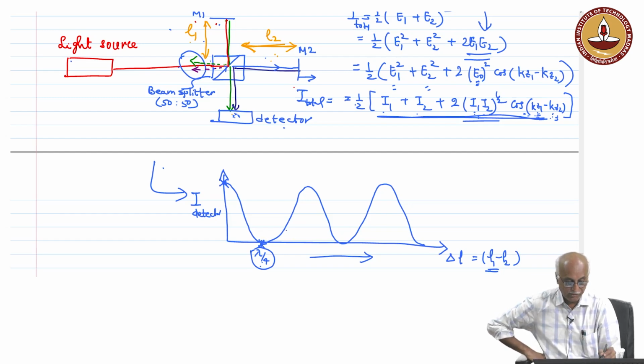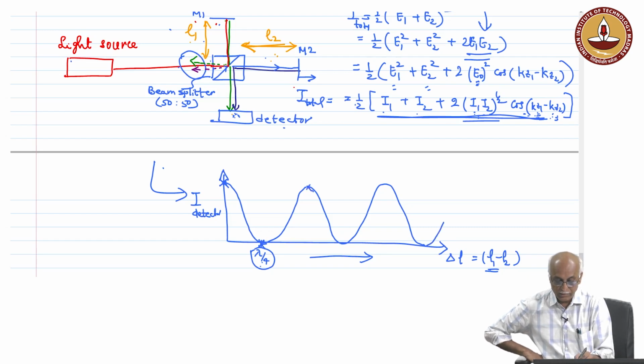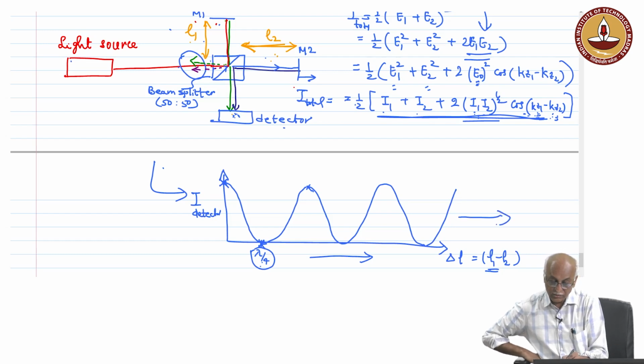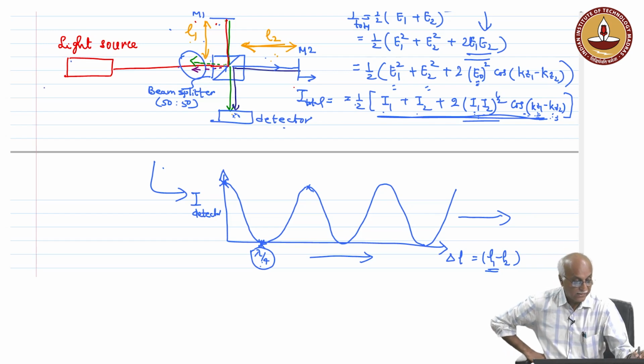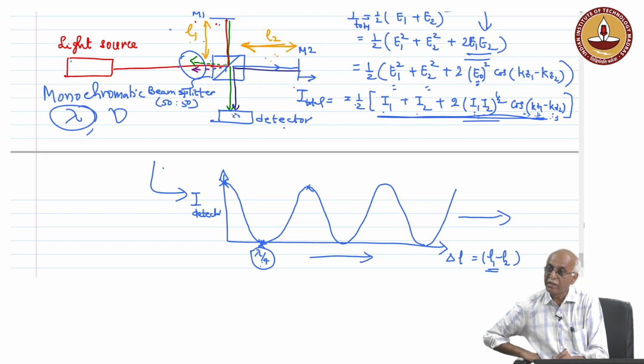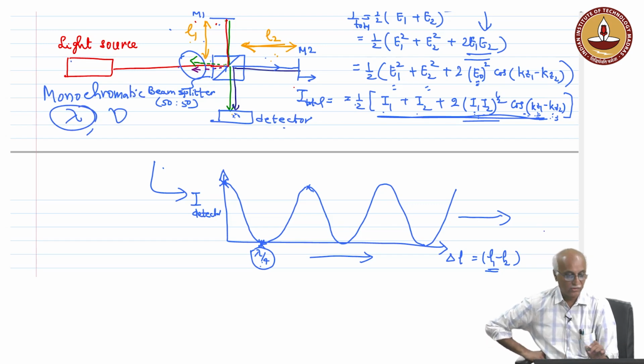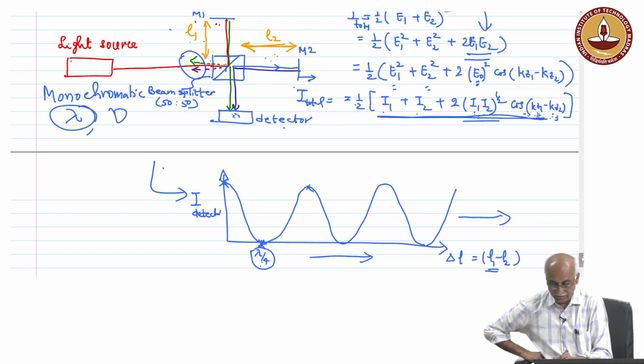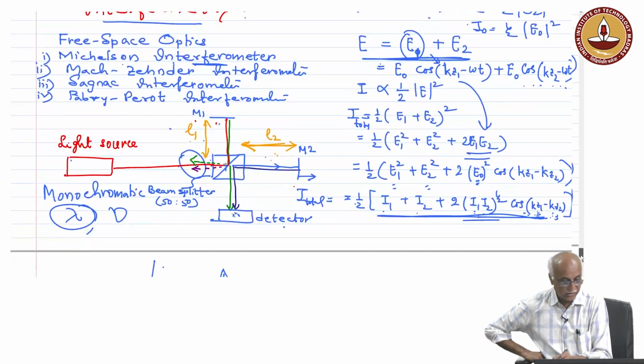Intensity, it is out of phase, then again maximum, then again 0. It will keep repeating. Of course there is a limit to this signal we observe, assuming that it is a monochromatic light source. That means only one wavelength and only one frequency, right? This will repeat for infinite path length difference. So this is the configuration of the Michelson interferometer.